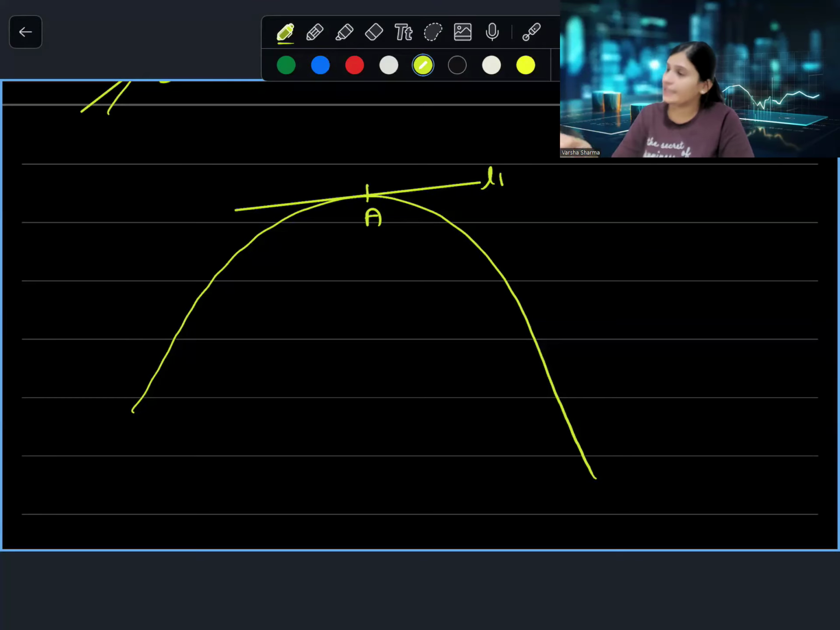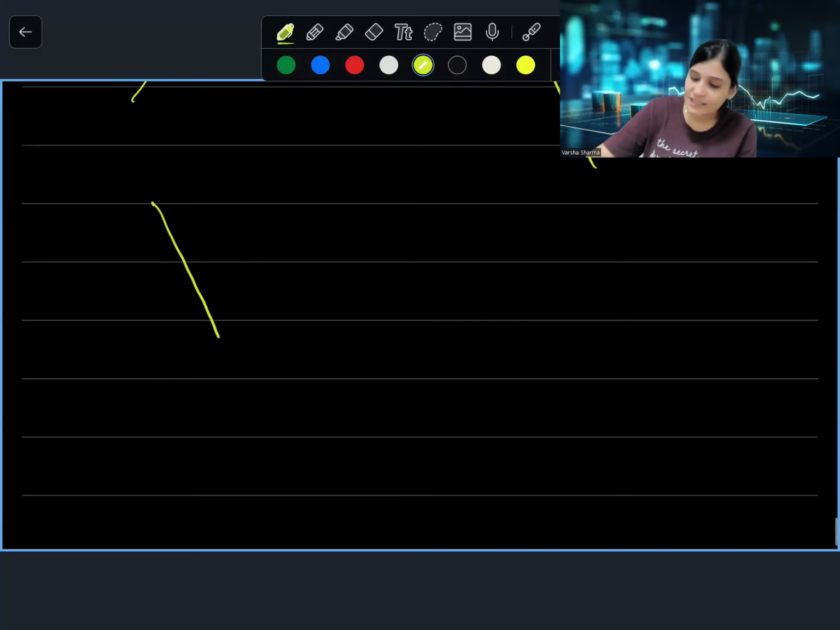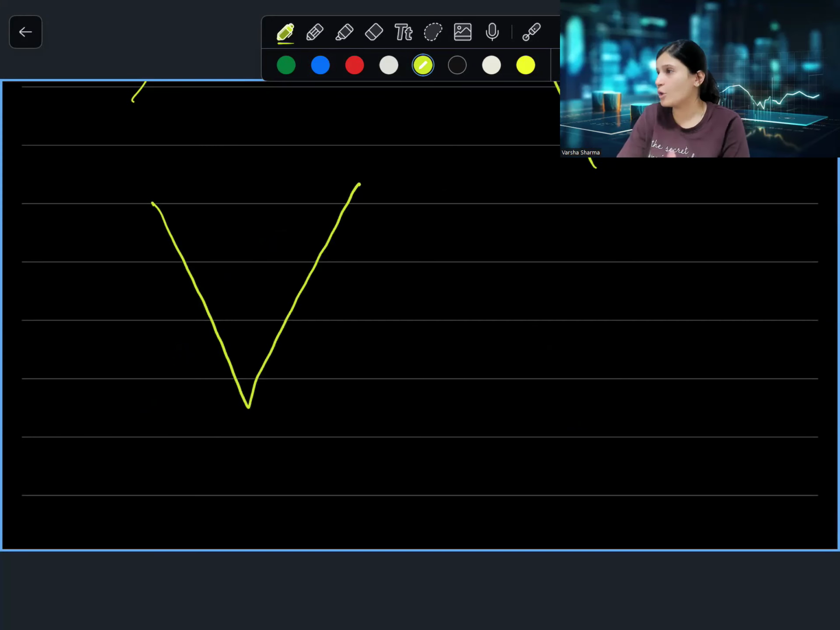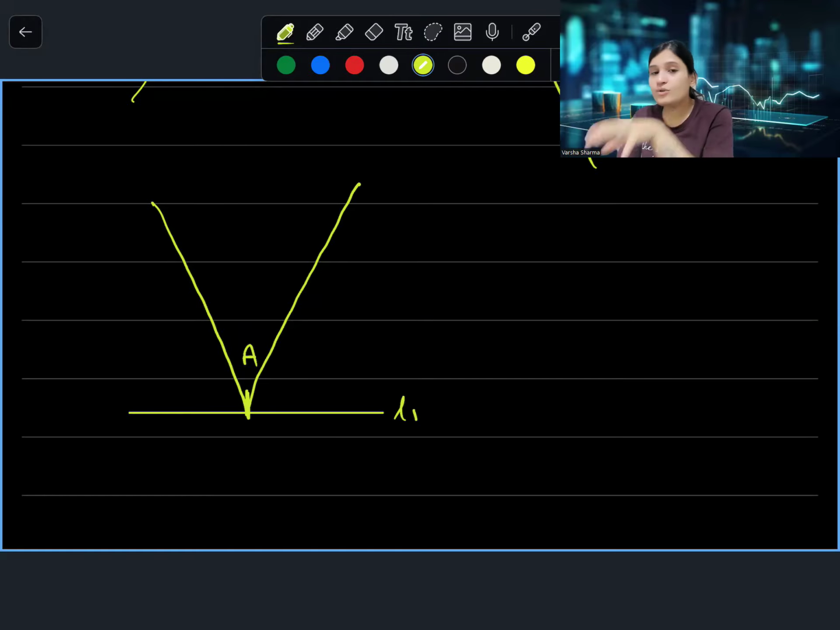Because if I take any other line, if it is not a tangent, it will cut the curve at more than one point. If it cuts the curve at more than one point, it will have two points having the same characteristic, which is completely wrong. So I can only take the help of a tangent. Now, if I have this curve, the modulus curve, this is the shape of mod. I want to study the point. Is this a tangent? Yes. So L1 is intersecting the curve at only one point. So this is the tangent. So I can use L1 to study the property of the point.